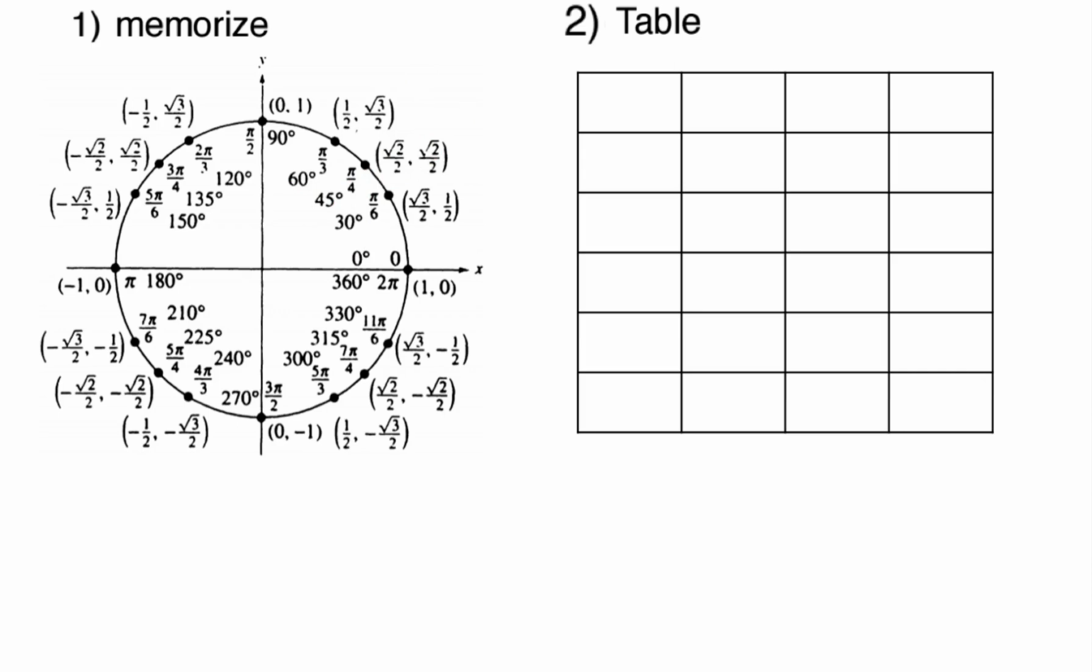So the way the table works is like this. We're going to put sine, cosine, and tan up here. So it's going to go sine first, then cosine, and then tan.